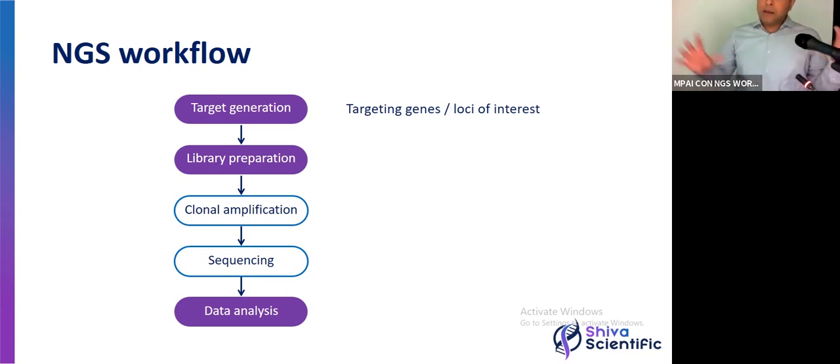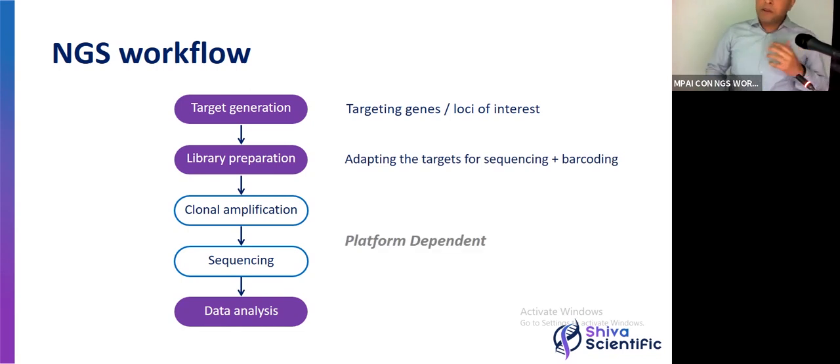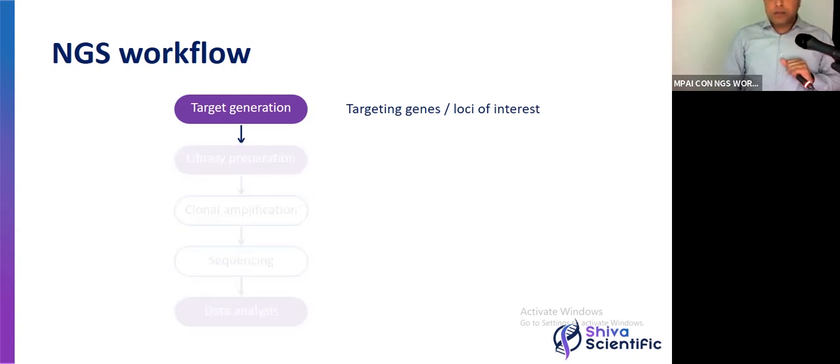Library preparation, adapting those genes or the amplicons so that they can be further clonally amplified and sequenced on the platform. And clonal amplification and sequencing would be slightly different depending on the platforms. If you're using Illumina, it is slightly different, and Ion Torrent, it's slightly different. And eventually you end up with the data, a huge amount of data, where the bioinformatics person like Dr. Tutu has to do a lot of analysis and create pipelines and so many other things.